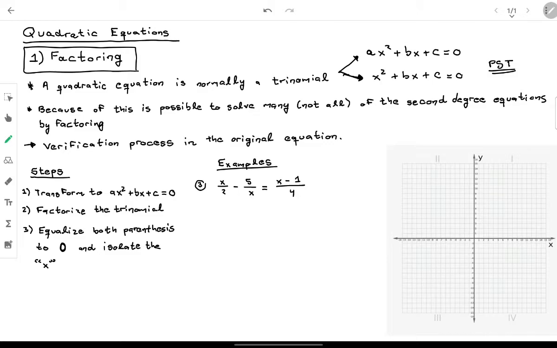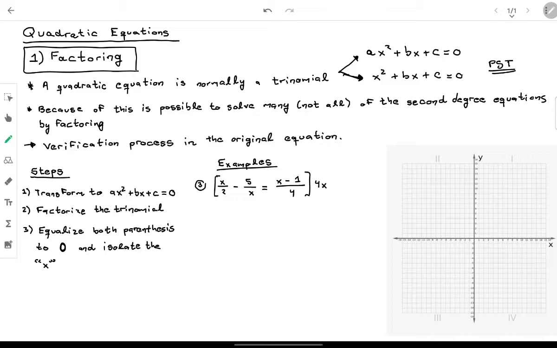So the third example is going to be something like this. In this case, to have the structure of a trinomial, first of all, we need to eliminate the fractions. How do we do it? We need to multiply the whole equation by the least common multiple, which is 4x.